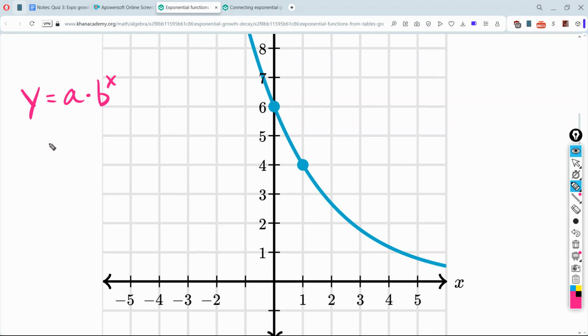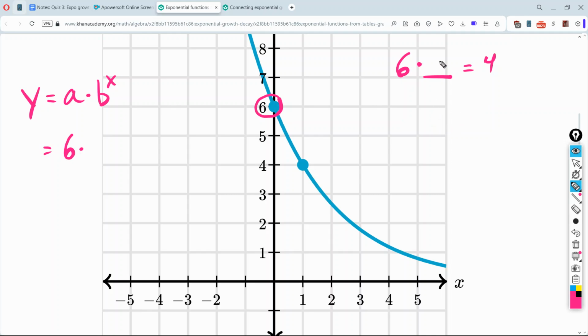Okay, we said that a is the y-intercept. So this is the y-axis right here. We can clearly see the y-intercept is 6. And what are we multiplying by? Well, here at point 0, it's 6, and at x equals 1, it's 4. So basically, we had to go from 6 to 4. So you have to ask yourself, 6 times what equals 4?